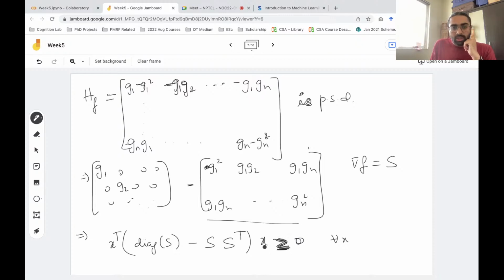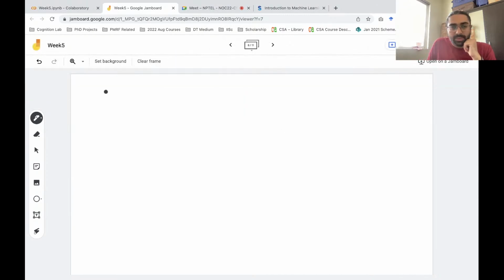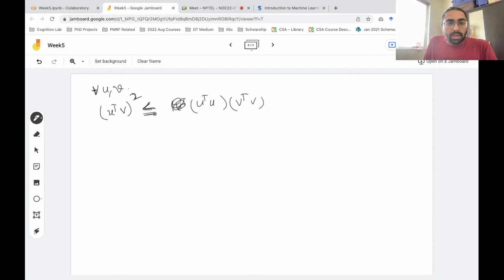In trying to prove this, what you will need is something called the Cauchy-Schwarz inequality. Any idea what Cauchy-Schwarz inequality is? Yes, the product is less than or equal to something, the product of the individual numbers. Let's say we have two vectors u and v. The inner product u transpose v is less than or equal to the modulus of u times modulus of v, so u transpose u times v transpose v, squared. Correct. Okay, so this is the one.